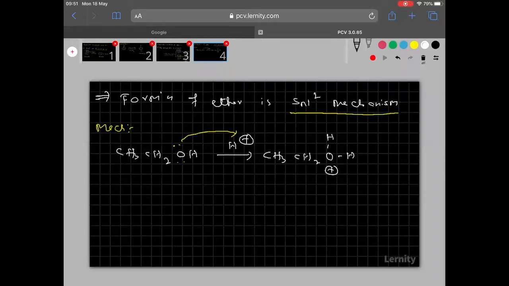Let us take the second molecule of alcohol. Remember, in the preparation of ethers, we have to take two molecules of alcohol. The first molecule I took in the first step. Now, let me take the second molecule of the alcohol. Here also, oxygen contains two lone pairs. Now, this one will combine with the protonated alcohol.